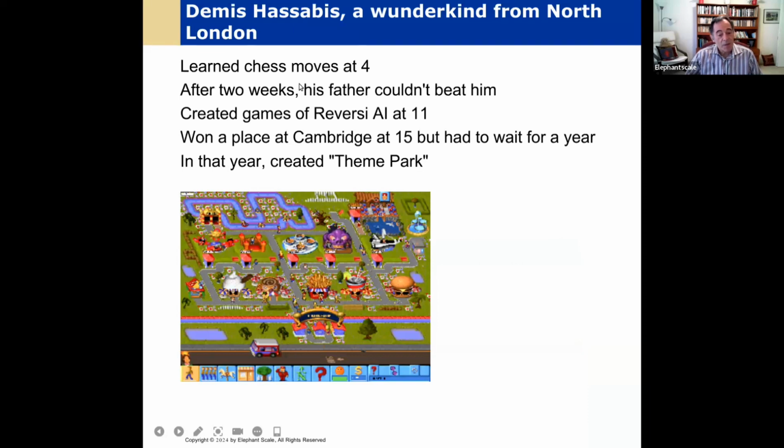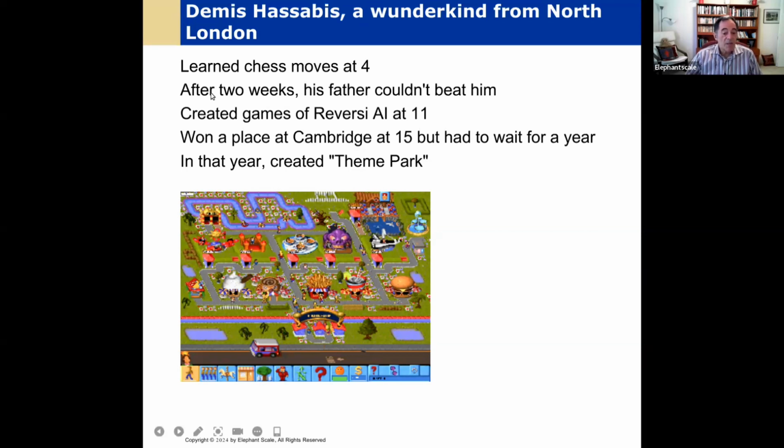Then comes the next major character who is going to beat it. That's Demis Hassabis. If you know this name, then you know that he is the CEO of DeepMind. But we meet him at 4, when he was looking at how his father, and a long story about his father and mother, but I'm skipping that. He was looking at his father and they were playing chess. So they showed him the moves, and after 2 weeks, nobody could beat him because he was a genius at many things. One of them was chess.